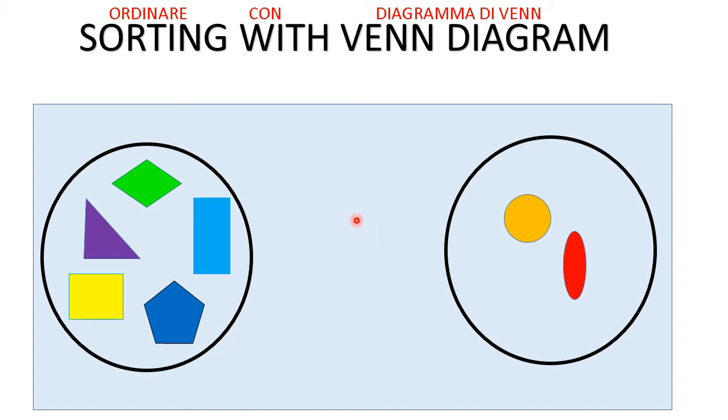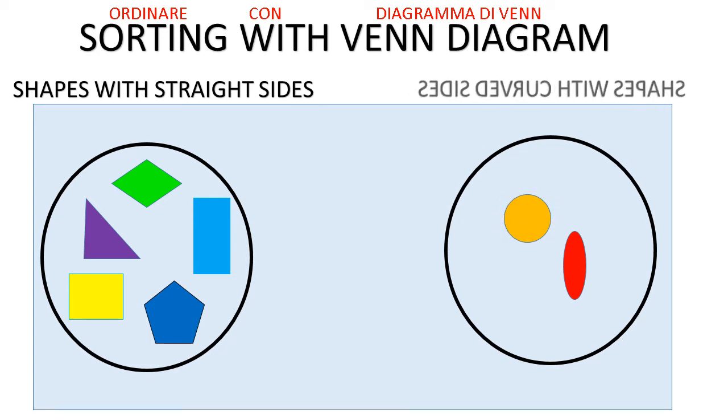Finally, we have two different groups. Can you figure out the rule for these two groups? Here we have shapes with straight sides, and here we have shapes with curved sides.